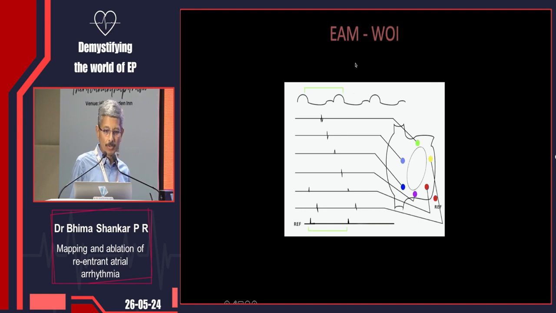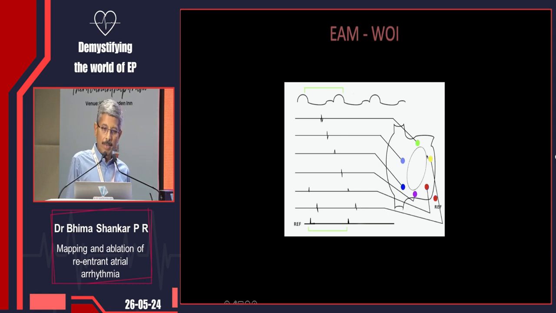Conventionally, for the window of interest, we choose a stable electrogram, and 95% of the cycle length is chosen for the window of interest. It is usually a symmetrical window: you take 50% before the chosen electrogram and 50% after the chosen electrogram.